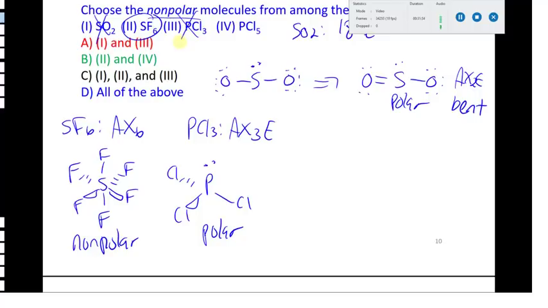And then finally, PCl5. I think we also did this one last time, so we don't have to necessarily go through all the details again. This came out to just AX5. This geometry is a little bit weird, but still has the same pattern that when we have no lone pairs on the central atom and only one type of atom bonded to it, we're going to get a nonpolar molecule.